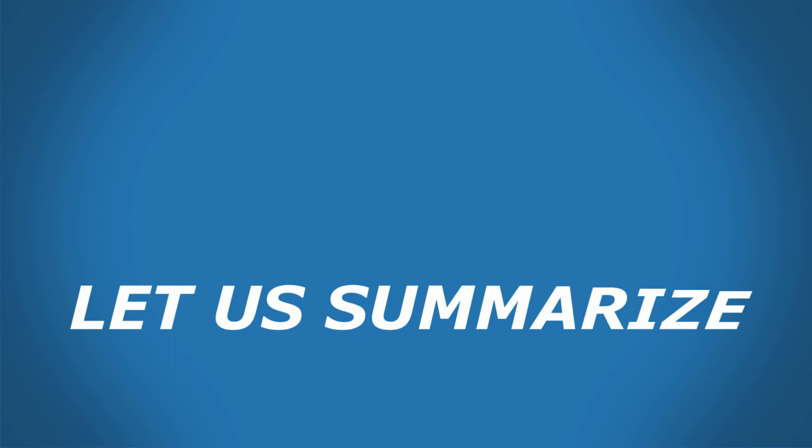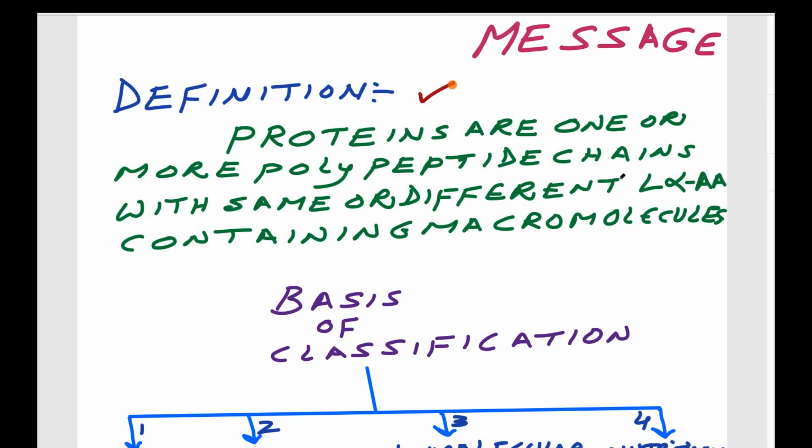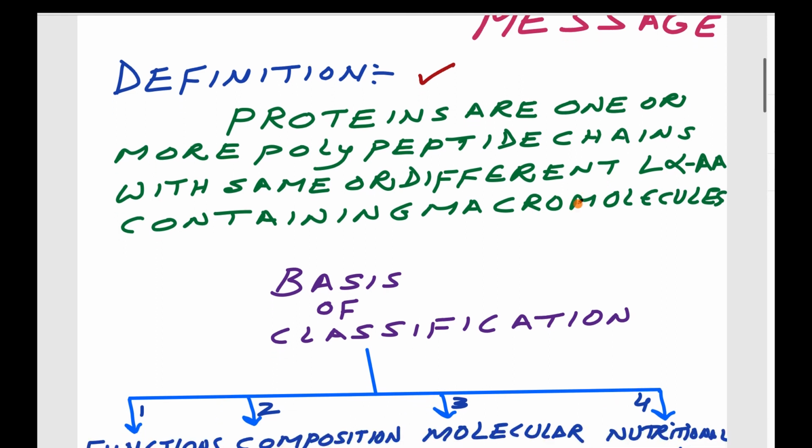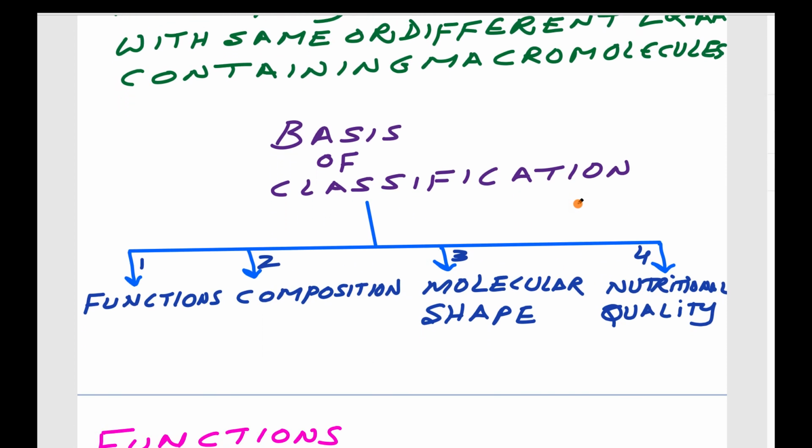In this session, we have discussed proteins, definition and classification. Let us summarize. Definition of the proteins: proteins are macromolecules containing one or more polypeptide chains with the same or different L-alpha amino acids. There are many amino acids. The basis of classification: we can take functions of the proteins as one basis, composition and molecular shape, and nutritional quality.